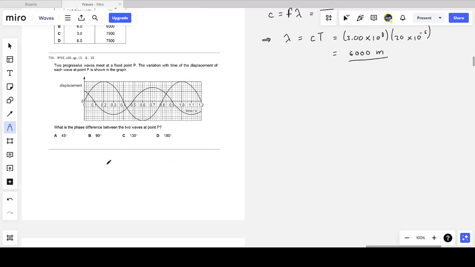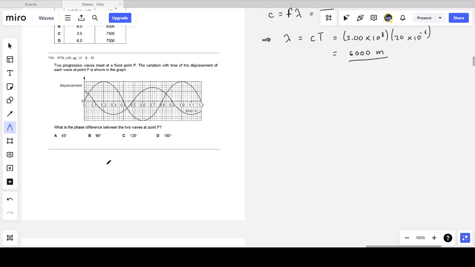Question 724 is from the summer 2020 exam. It's question paper 1, variant 2, and it's question 22 from that paper. Two progressive waves meet at a fixed point P. The variation with time of the displacement of each wave at point P is shown in the graph, and we want to find the phase difference between two waves at point P.